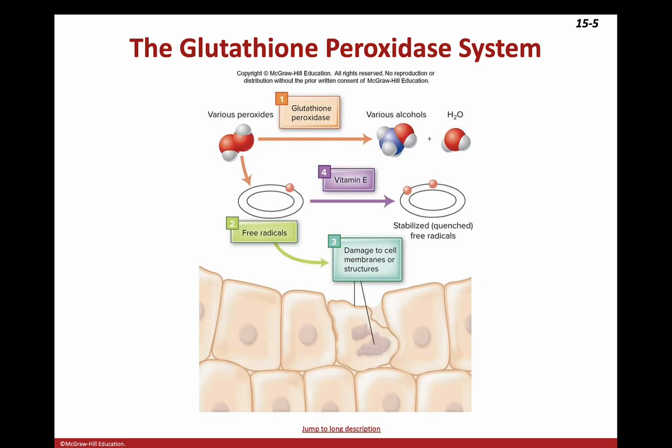Here, this is something that we have seen previously. It is the glutathione peroxidase system. The first step is glutathione peroxidase, and we see basically with impact free radicals that can potentially cause damage to the cell membranes or structures. Here we see where vitamin E actually plays the role in stabilizing these free radicals overall, preventing this type of damage.